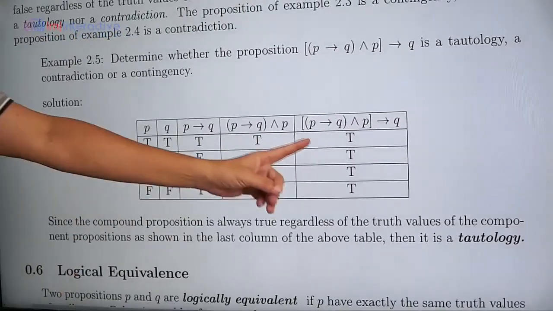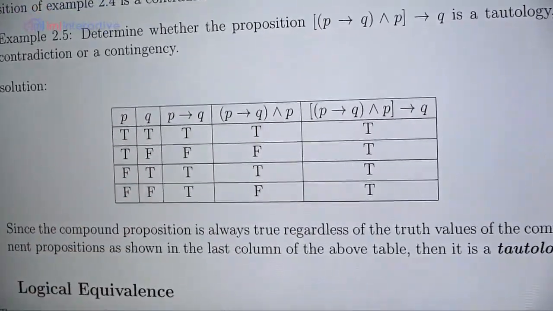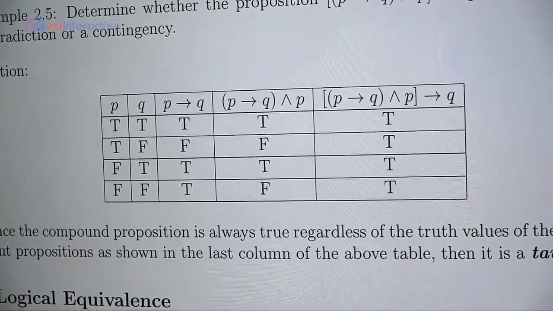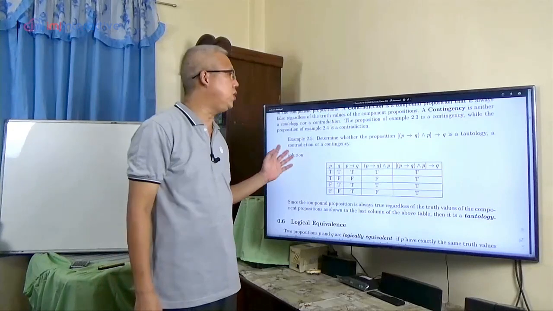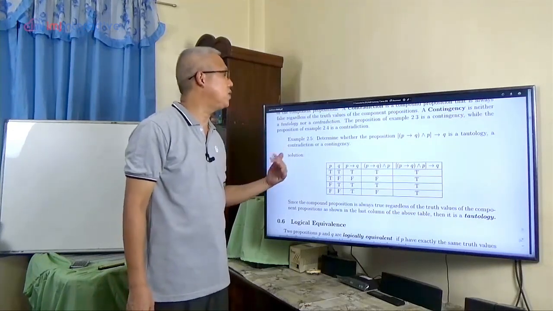So, it is always true for any case. If it is always false for any case, it is a contradiction. If it is neither a tautology nor a contradiction, it must be a contingency.